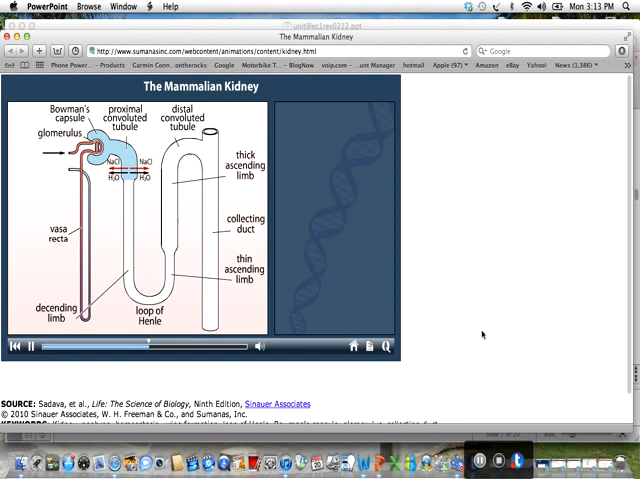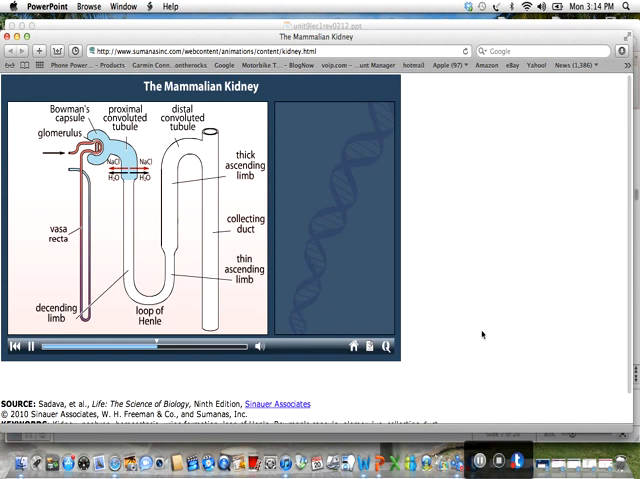Despite the large volume of water and solutes reabsorbed out of the proximal convoluted tubule, the overall concentration or osmolarity of the fluid that enters the loop of Henle is similar to that of the blood plasma, although its composition is quite different.